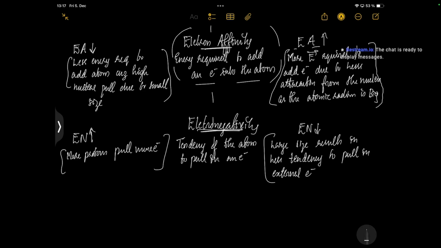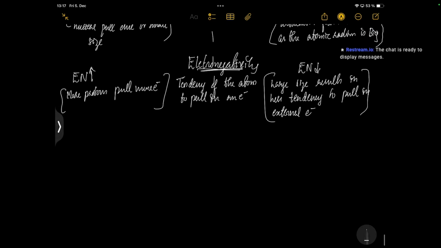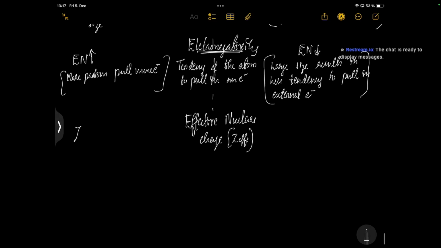Now I'm gonna be writing the last one, or almost the last. It's called effective nuclear charge. The symbol is usually referred to as Z effective. What was Z effective? Effective nuclear charge.